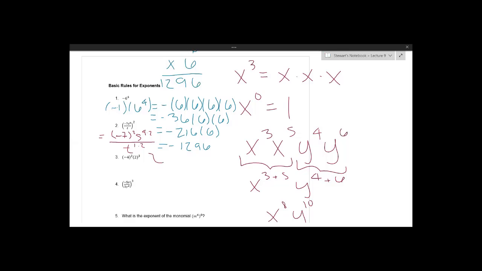So when we simplify this, we get negative 7 times itself is positive 49. 4 times 2 is 8, so s to the 8th over 1 times 2 is 2, so t squared. So that's our final answer here.